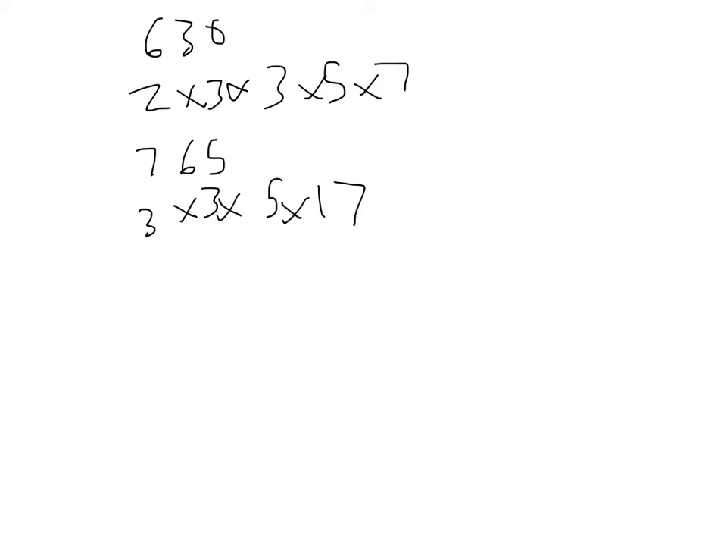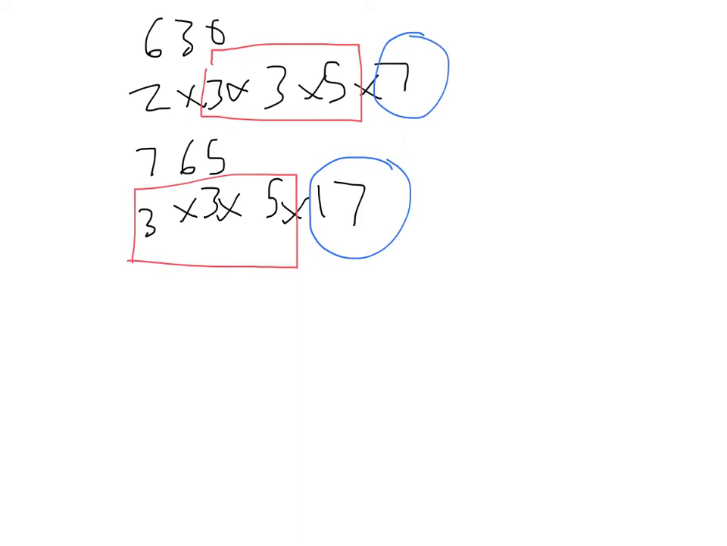So we have to look and think, what do they share? What do they have in common? And a lot of you are going to see that it has a 3 times 3 times 5 right there, and a 3 times 3 times 5 right there. And so that's what it has in common. What it doesn't have in common, what it doesn't share, is this 17, this 7, and this 2.